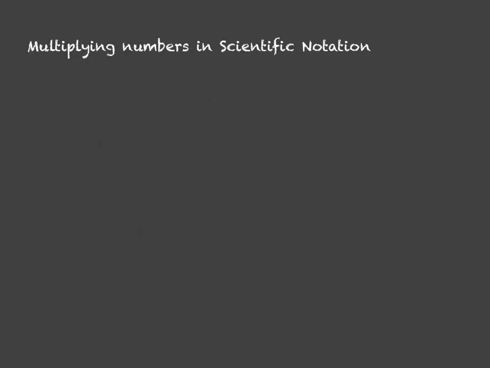For this problem, we're going to be using the same numbers. So I'm going to write 4 times 10 to the 9th, and we're going to have times 2 times 10 to the 8th. We know that multiplication is just the inverse of division, so the operations are very closely related. So we're going to do a similar process, and it's going to be as easy to multiply.